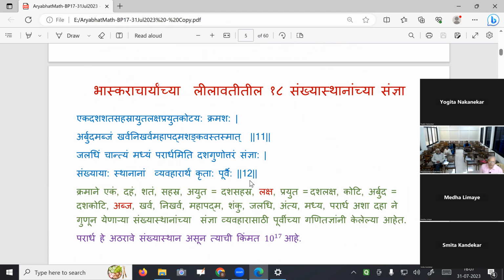And these names given by Bhaskaracharya, they are the popular names and they are available now. Some of them are here. Mahapadma should be used very much because it is 1 lakh crore. So Shanku, Jaladhi, Antya, Madhya, Parardha. Parardha is 10 to the power 17. So these names have been made by previous mathematicians and they are now finalized. After these names of Bhaskara, there are no further names.